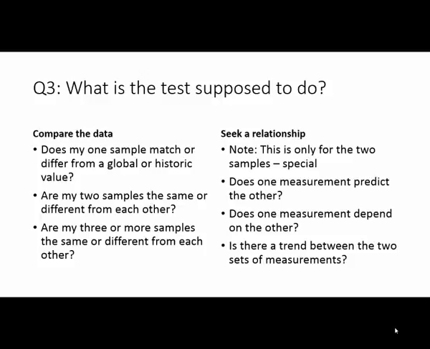Comparing the data is by far the most common. If I have one sample, I want to know if the results from my one sample are the same or different than the historic or global value previously determined for this type of data. If I have more than one sample, are the values of my samples close to one another or not? In other words, if they are different, is it just because anytime you randomly choose samples you will get slight differences? Or is the difference because there really is something not the same about the populations that each sample came from?